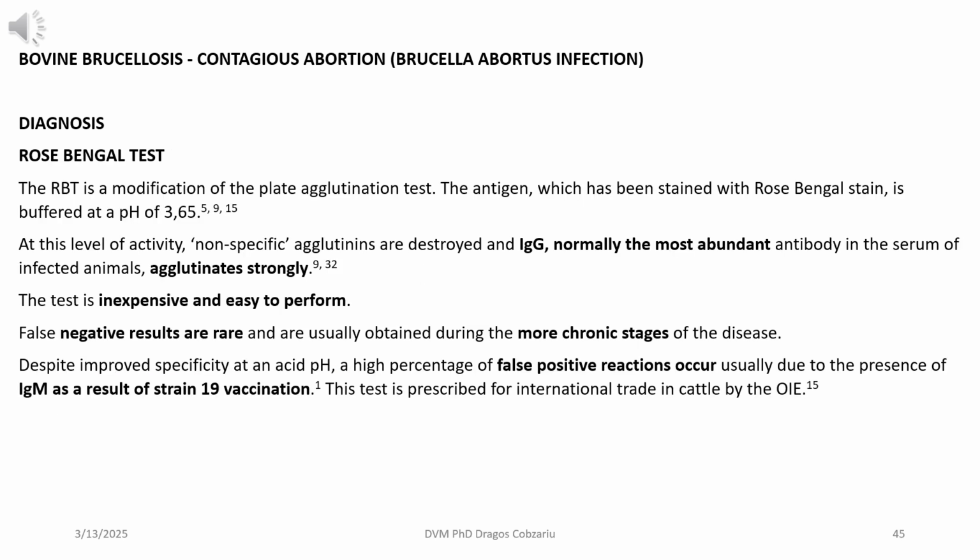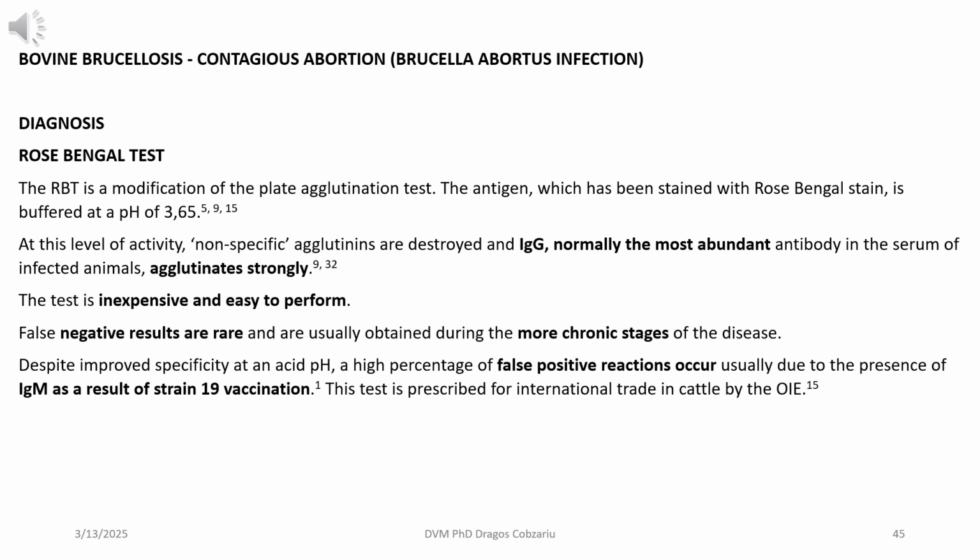The RBT is a modification of the plate agglutination test. The antigen, which has been stained with Rose-Bengal stain, is buffered at a pH of 3.65. At this level of acidity, non-specific agglutinins are destroyed and IgG, normally the most abundant antibody in the serum of infected animals, agglutinates strongly. The test is inexpensive and easy to perform.